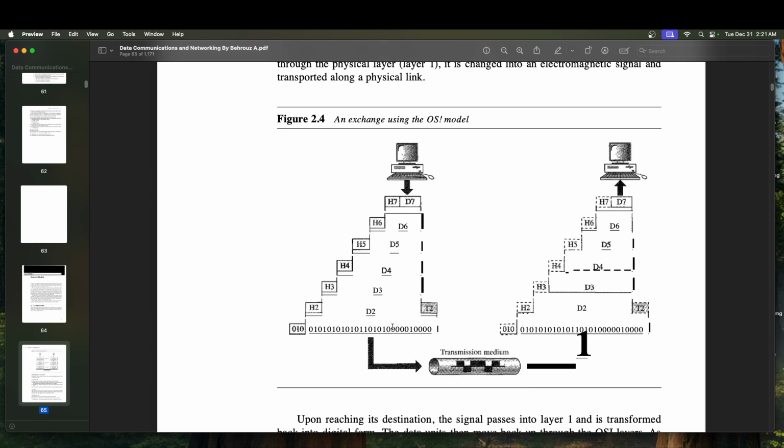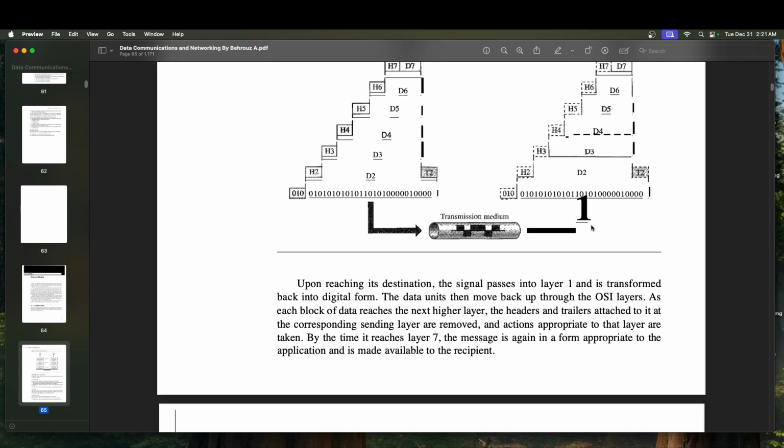You can represent it using Manchester. There are various types of coding. So now you come here. Here is basically when you start removing or unpacking the headers. Then this is when eventually what data or information the user sent has been received by the receiver. Upon receiving at the destination, the signal passes into layer 1 and is transferred back into digital format. So here, when it's getting transferred, it is an electrical or light signal, depending upon the transmission medium used. Generally, these days we have optical fiber.